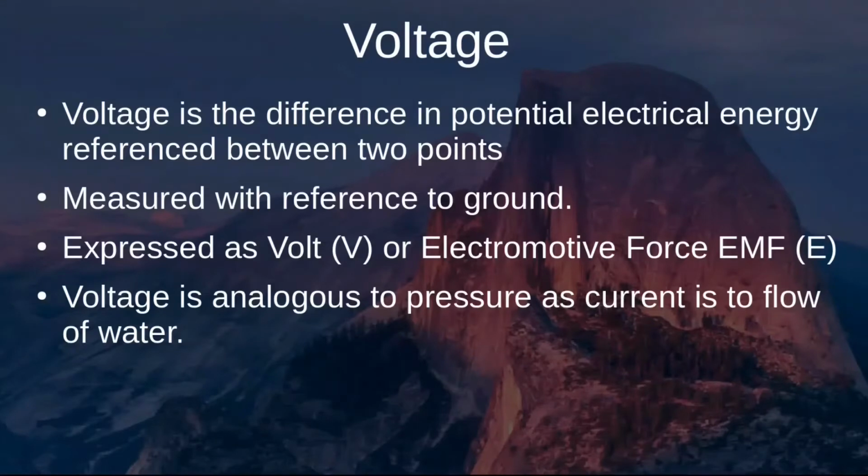Voltage is another component of electricity. It's analogous to pressure, as current is analogous to the flow of water. It is the difference in potential electrical energy referenced between 2 points, and typically in electronics is going to be referenced to ground. It can be expressed as volts or electromotive force, known as EMF. EMF is abbreviated E, and volts has the abbreviation of V.